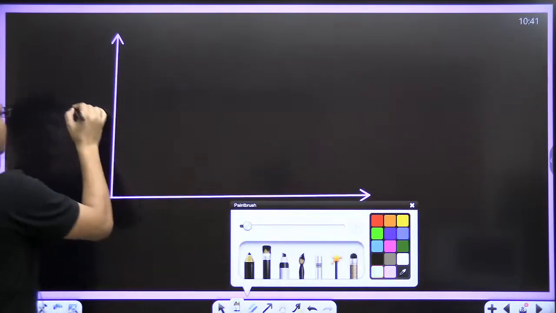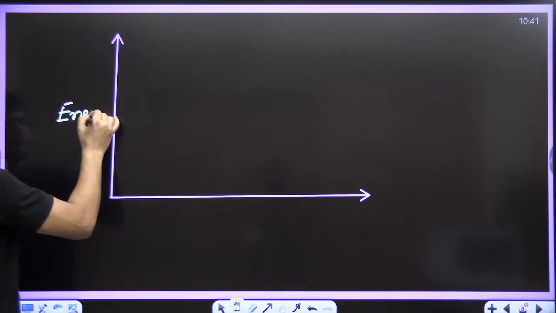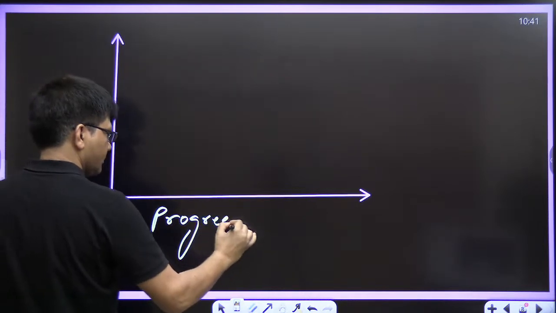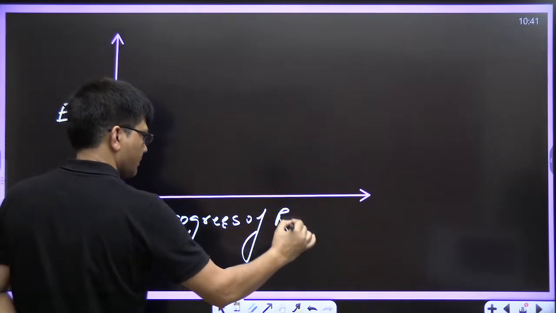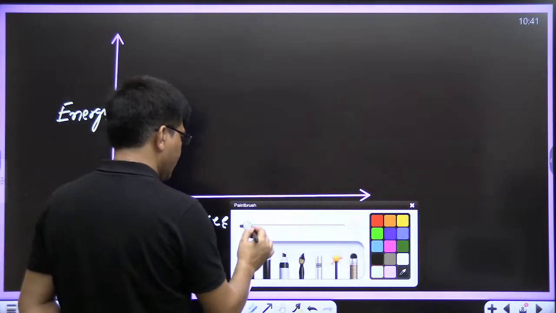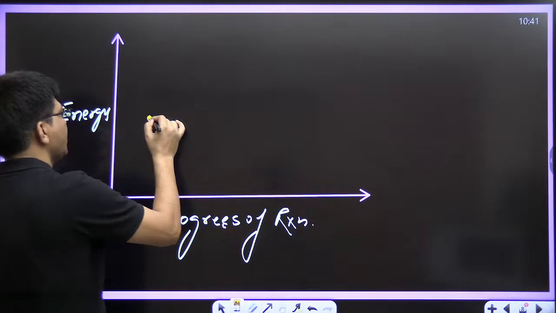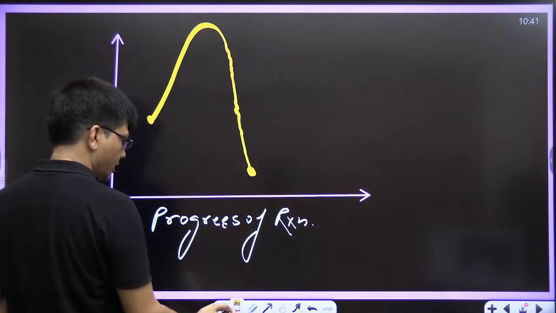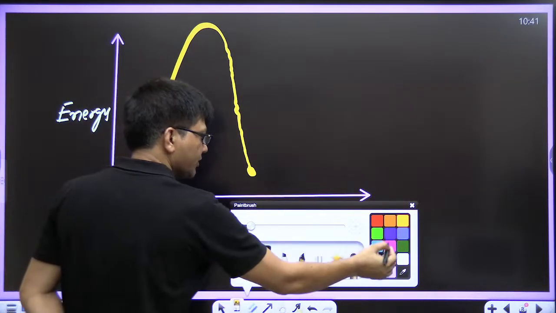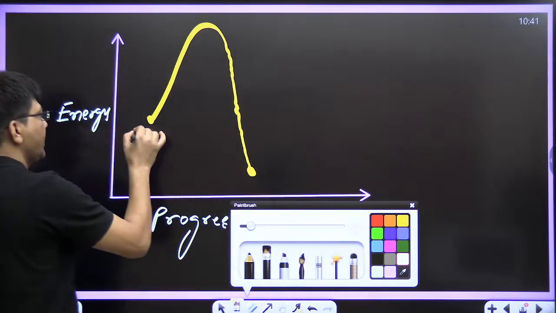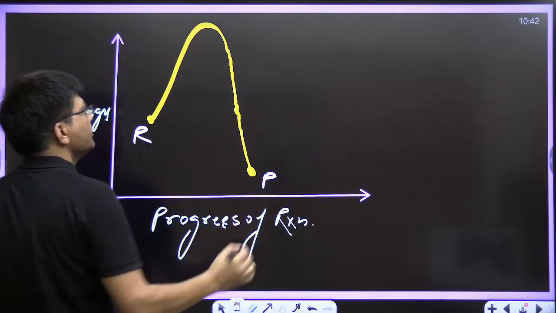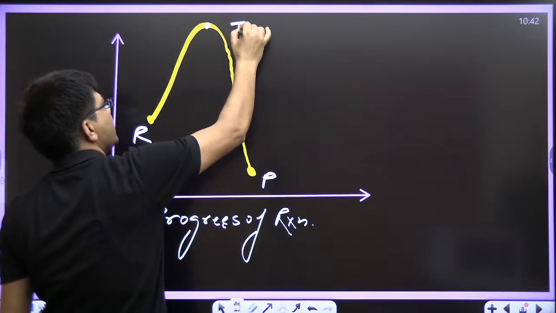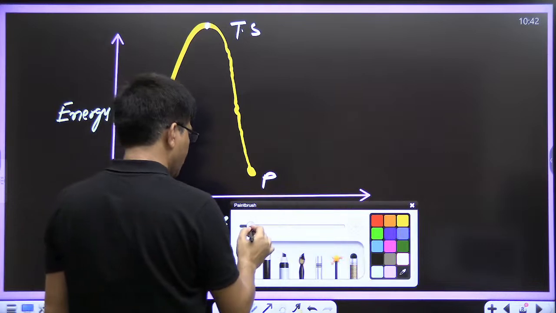Once again, this is energy. This is progress of reaction. And the graph should be like this. This is the energy of reactant and this is the energy of product. By simply seeing the graph, do let me know, kids, what you can see over here. This is the reactant and this is the product. There is no intermediate. This reaction is having just one transition state, with simultaneous breaking and making of bond.